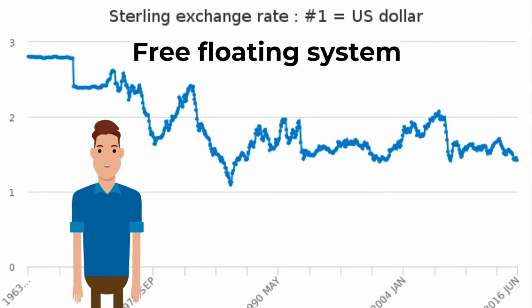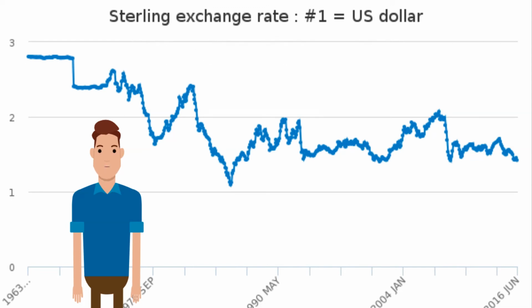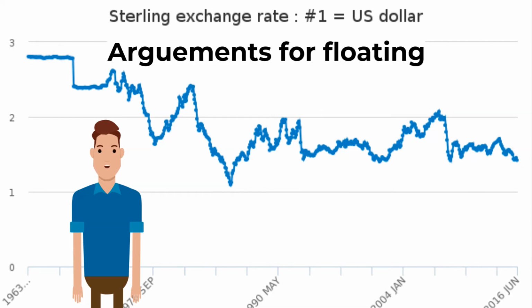A free-floating system is where the value of the currency is determined purely by market demand and supply of the currency, with no target set by the government and no official intervention in the currency markets. Both trade flows and capital flows affect the exchange rate under a floating system. Most systems are floating, including the UK. What are the arguments for floating exchange rates?